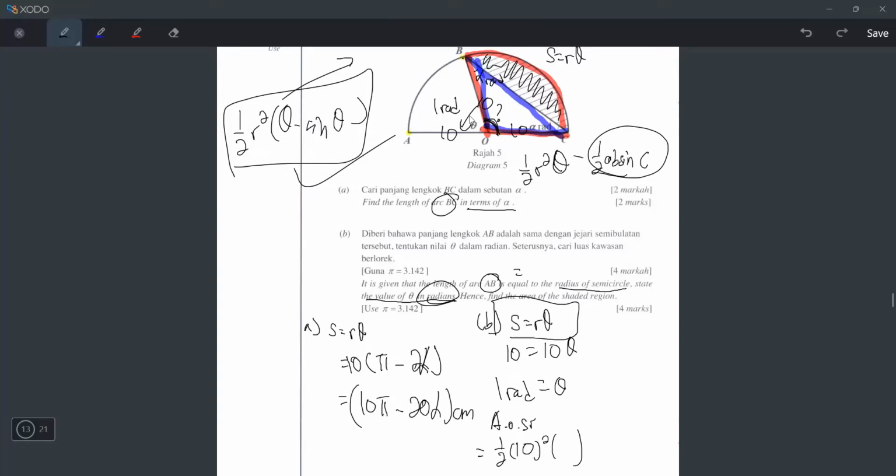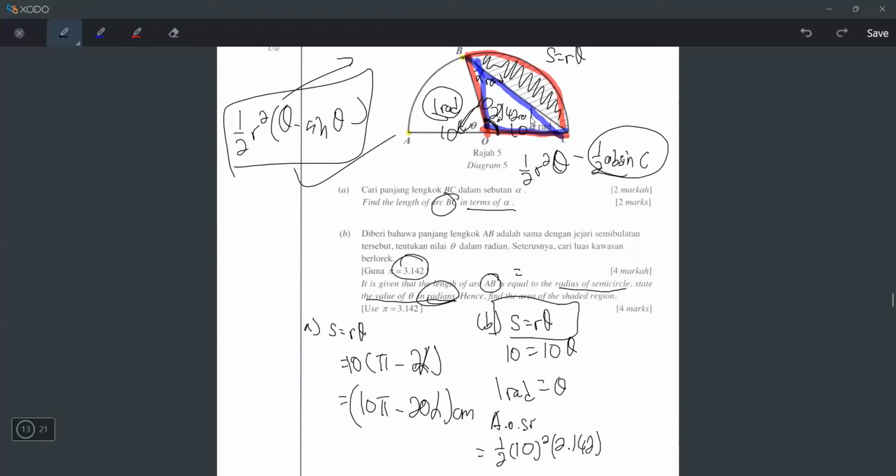But how much is this? You already know the other side is 1 radian, so this will be 2.142. If you don't know how I get 2.142, it's because the whole thing is 180 degrees, so in radian is pi, and they want you to use 3.142, so 3.142 minus 1 is 2.142.